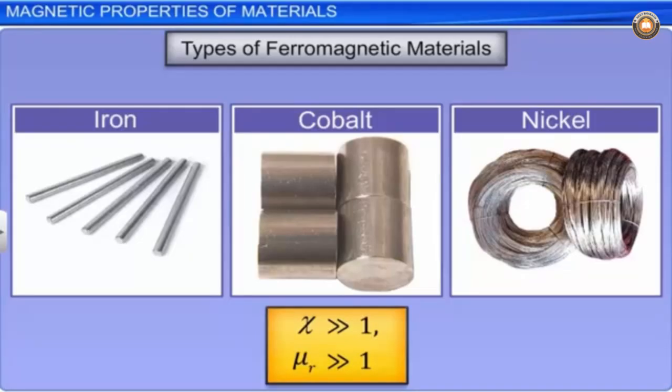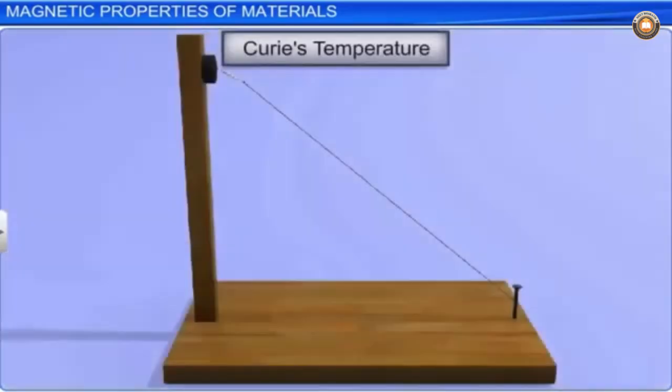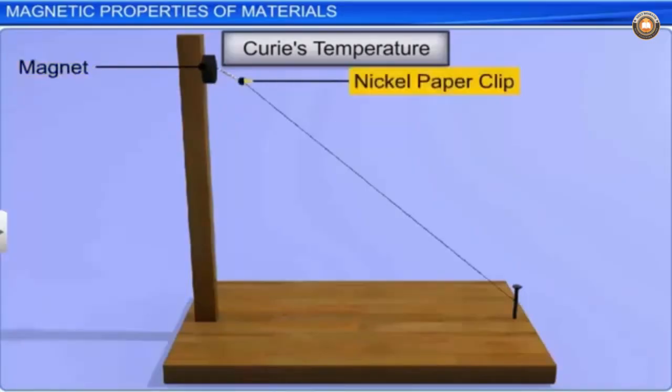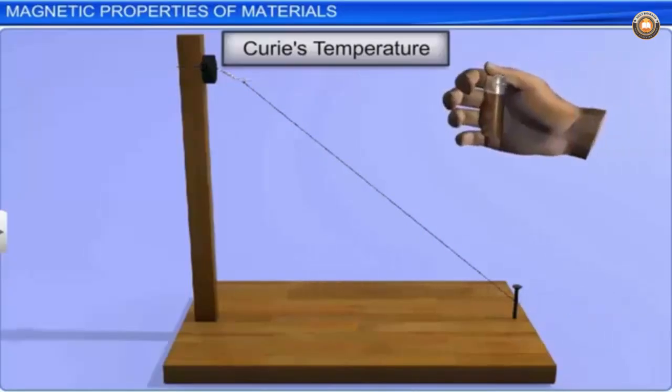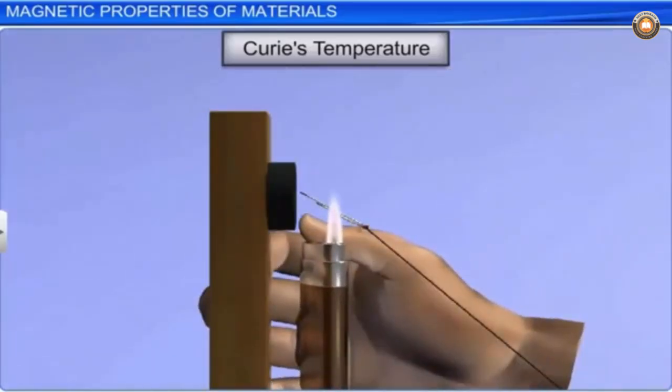Now, let us discuss an activity to know the effect of temperature on ferromagnetism. Let us consider an L-shaped wooden stand and fix a strong magnet on top of it. Consider a ferromagnetic material, say, a nickel paper clip tied to a string which is fixed at the base of the wooden stand. Let the paper clip be suspended in air with the help of a magnet as shown. Now, heat the clip with a lighter to increase its temperature. At a particular temperature, the paper clip falls down.